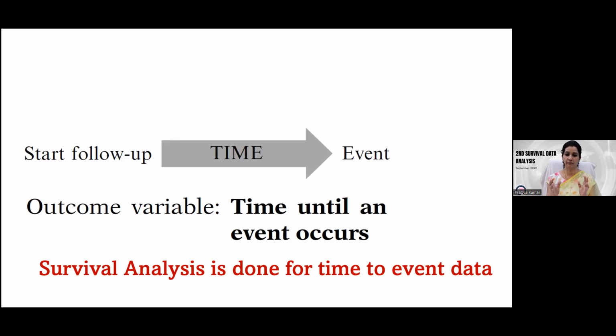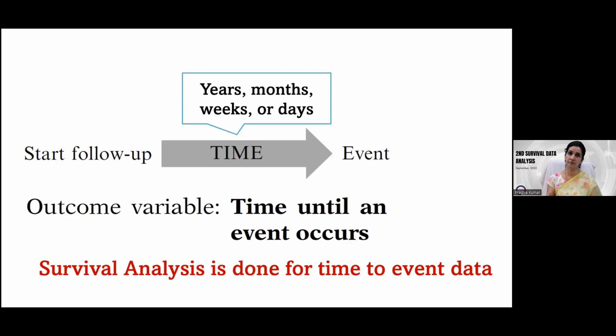So there can be two types of variable. First, there can be a start time, and then there is an event. The outcome variables are basically two, like we discussed. The first outcome variable is the occurrence of the event, and the second outcome variable is the time until that event occurs. So survival analysis is done for this time-to-event data.